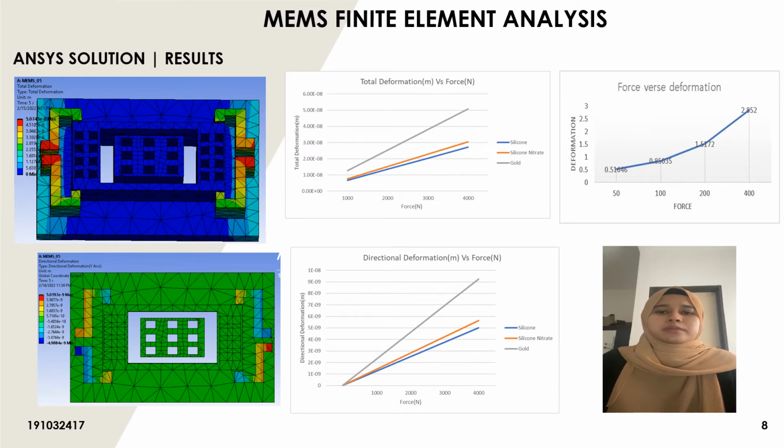From the graph, it can be seen that gold has the highest value for both outputs. This is because gold has the lowest value for Young's modulus and the highest value for Poisson ratio. So that is why gold has the highest value in total deformation and directional deformation compared with silicon and silicon nitride.